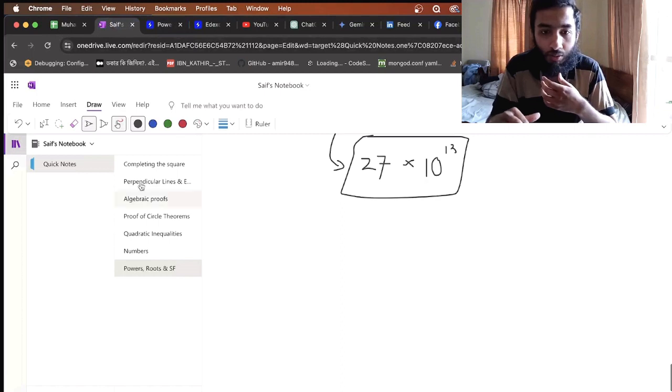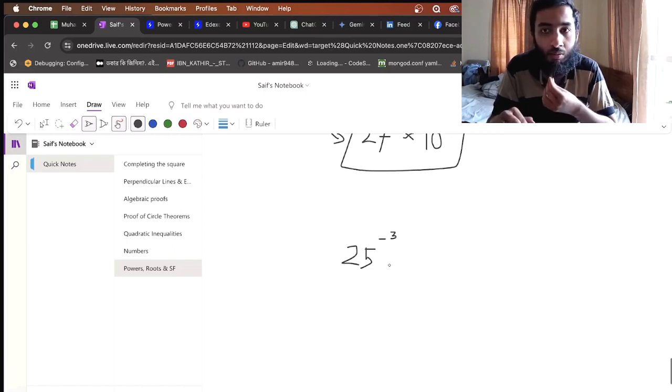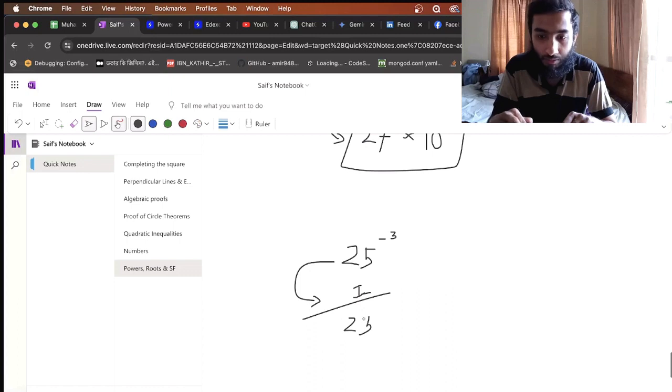If I go to my notepad and use my pen tool, it says you have to find the value of the number 25 to the power minus 3. I assume it's asking for an ordinary number representation. So what is the value of 25 to the power minus 3? It can be represented as 1 by 25 cube, right? So it can be represented as 1 by 25 cube.